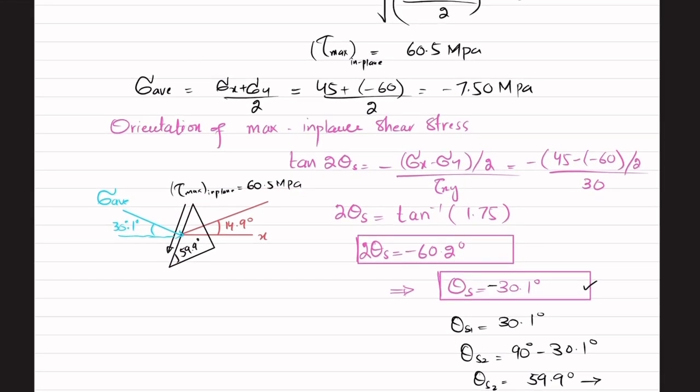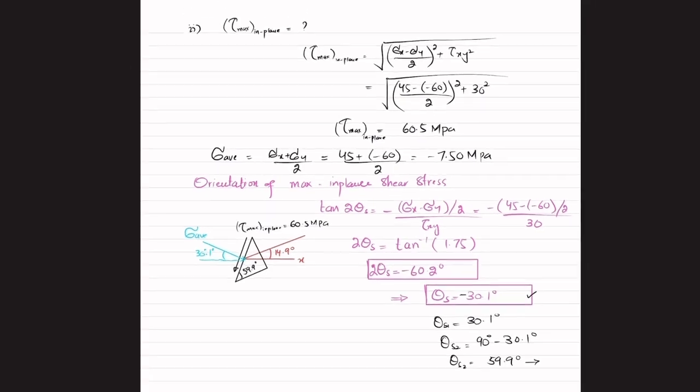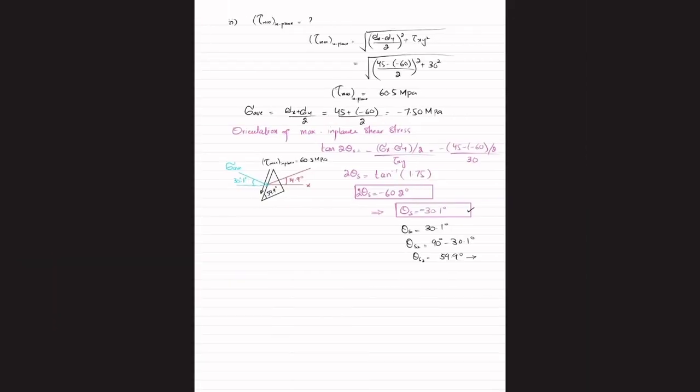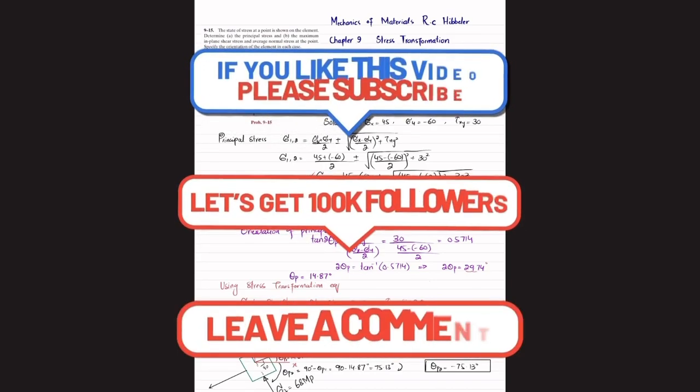So that was all about this problem 9-15, in which we have calculated principal stress sigma 1 and sigma 2, and we have represented its orientation on the element. And then in second part we have calculated maximum in-plane shear and average stress and has specified on the element.